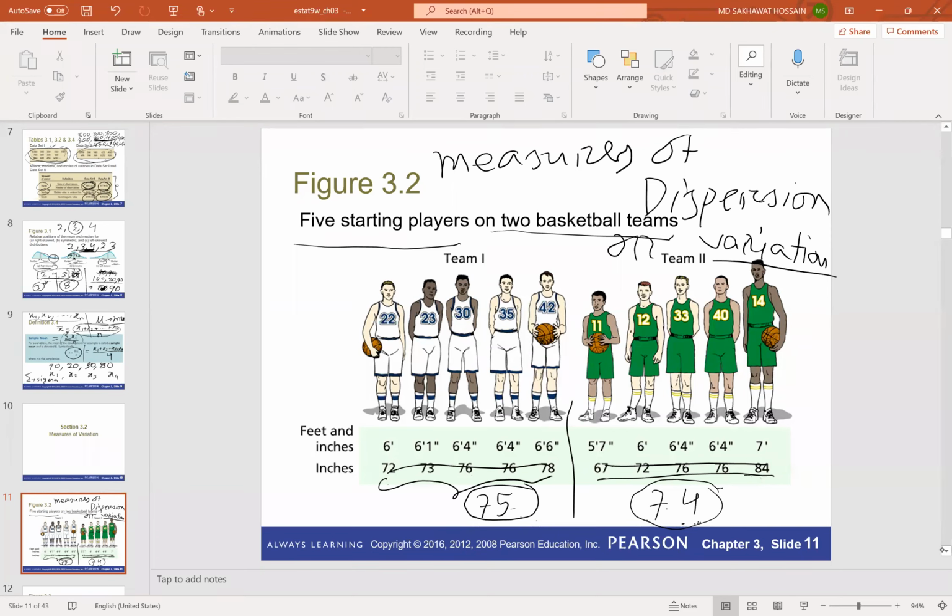Okay, so which data set has more variation? The first one, team one or team two? What do you think? Yes, team two, right? Thank you. So team two has more variation. So how do we calculate the variation? There are actually different methods to find the variation.